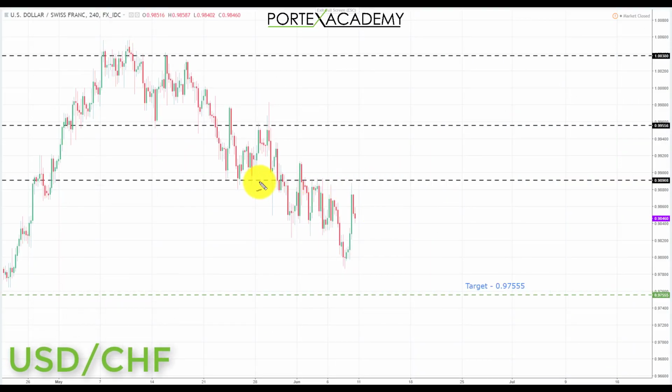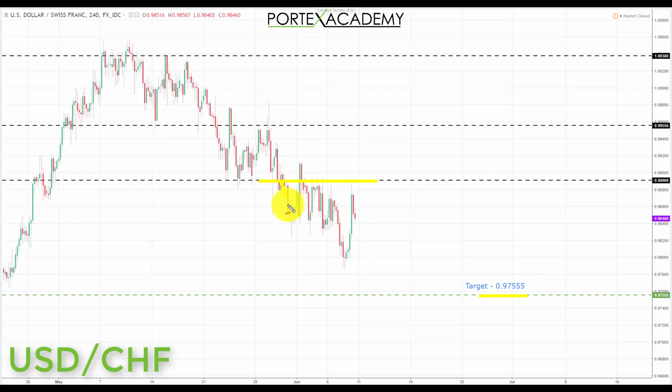Now, last week we started the week below the key area of broken support turning resistance at 0.98908. And we were looking for potential shorts, and this was a great place to start to look for bearish formations and patterns. And we did start to come down towards the target set from last week at 0.97555. But as you can see, at the end of the week, we shot back up.